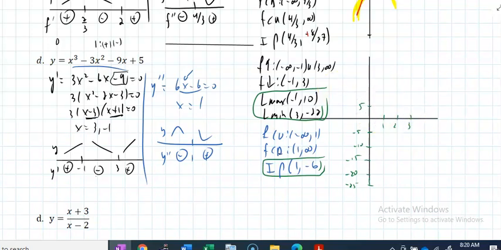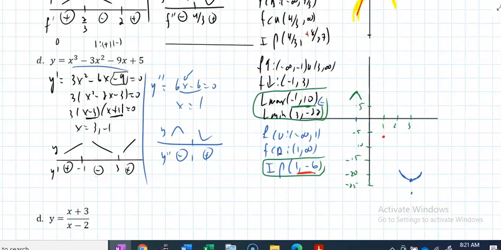So I start off with negative 1, negative 10. There's a maximum. Maximums look like this. And at 3, negative 22, we have a minimum, and minimums look like this. We have an inflection point at 1, negative 6. Okay, something is not right. Let me just see what that is. At 1, negative 6, we have an inflection point. The maximum is at negative 1, 10. There's the maximum, much better.